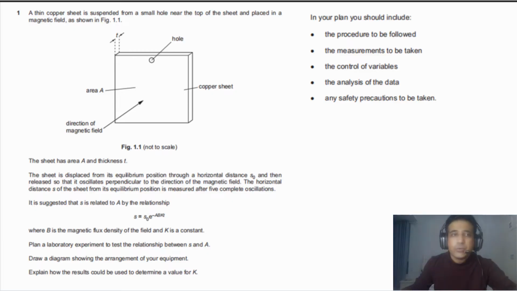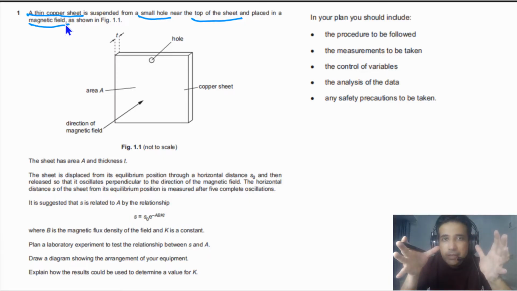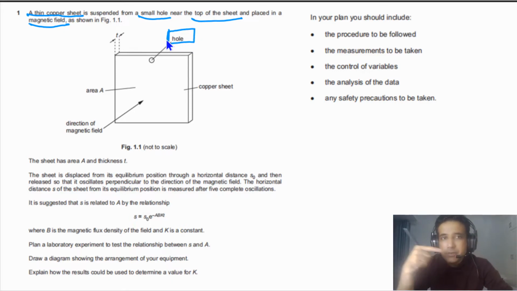If you look at this question, it is given that a thin copper sheet is suspended from a small hole near the top of the sheet, placed in a magnetic field. So it means you have to apply a magnetic field in this case. It has to be in the magnetic field. Very important point: when you draw your figure, you have to consider the magnetic field. It is also given that there is a hole at the top of this plate, so from here we can pass a rod and hang this sheet.